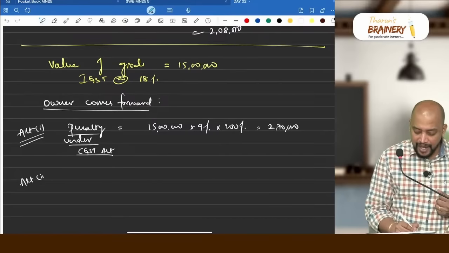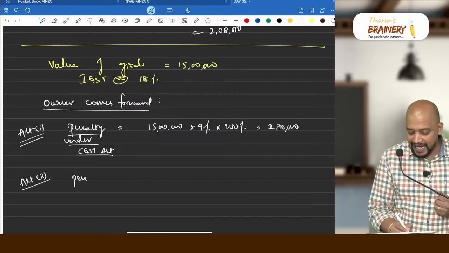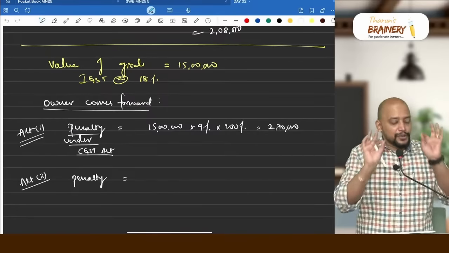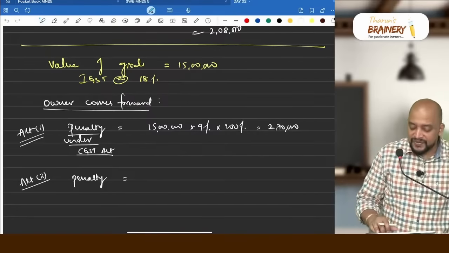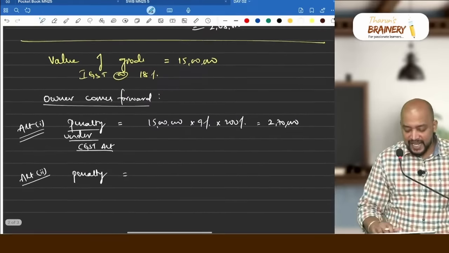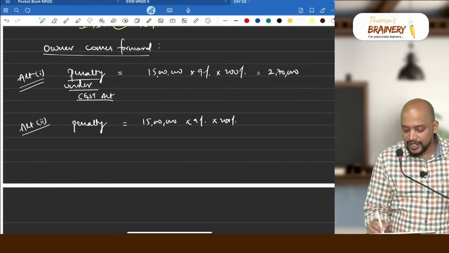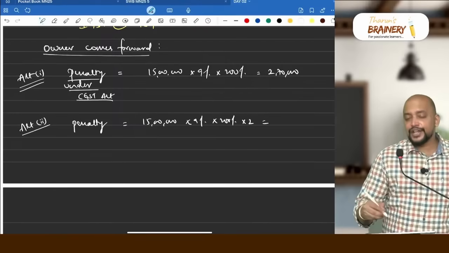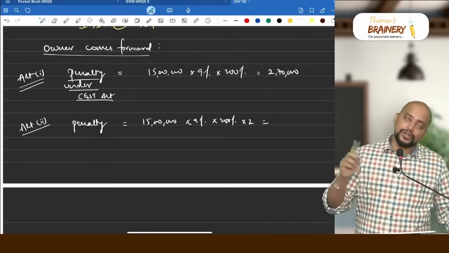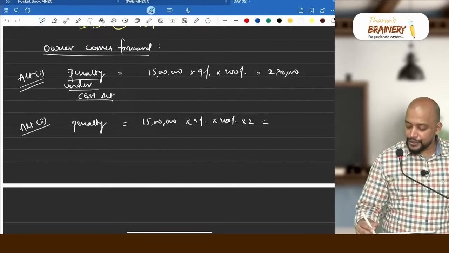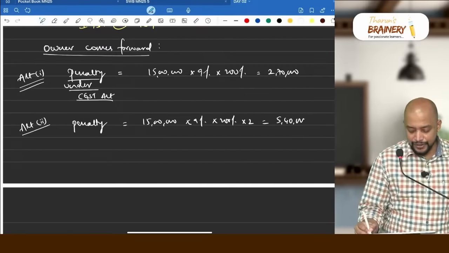Alternative 2, they may ask to compute the penalty without specifying the Act. So they will not specify the act. When they are not specifying the act, we need to take 15 lakhs into 9% into 200% into 2. Why into 2 times? Because both CGST as well as SGST. So 2,70,000 into 2, 5,40,000.